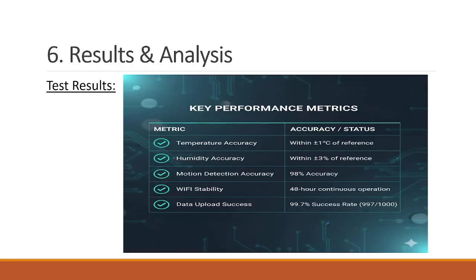Results and analysis. We conducted extensive testing over 1 week. Temperature readings were verified against a commercial thermometer with accuracy within plus or minus 1 degree Celsius. Humidity measurements matched reference devices within plus or minus 3%. Motion detection had a 98% accuracy with 2% false positives from environmental factors.